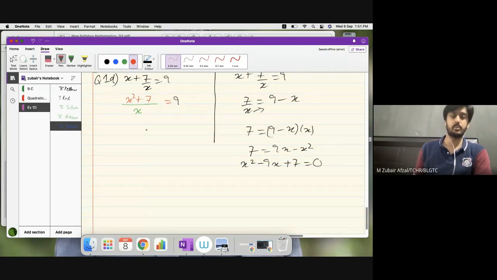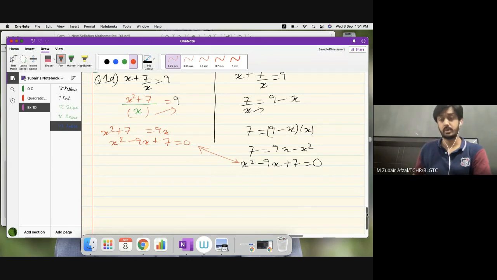And if I continue with my left hand side, now I'll cross multiply it. This will become x square plus 7 is equals to 9x. Bringing it to the left hand side, what I get is x square minus 9x plus 7 is equals to 0. So no matter how you do it, you get the same answers.